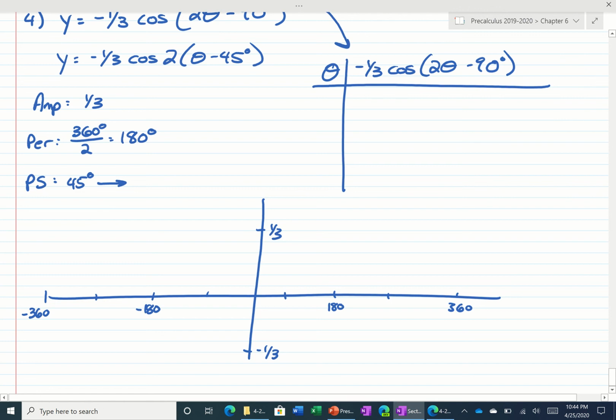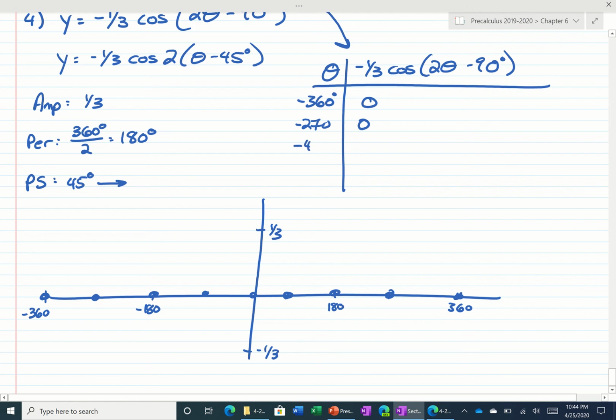Let's try negative 360 first. All right, so negative 360, store for a, and then negative 1 divided by 3 times the cosine of 2 mem variable a minus 90. Comes out to 0. Every 180 degrees, it's going to be 0. Okay, what about negative 270? It's also 0. All right, interesting. So it looks like we're going to have to pick smaller numbers.